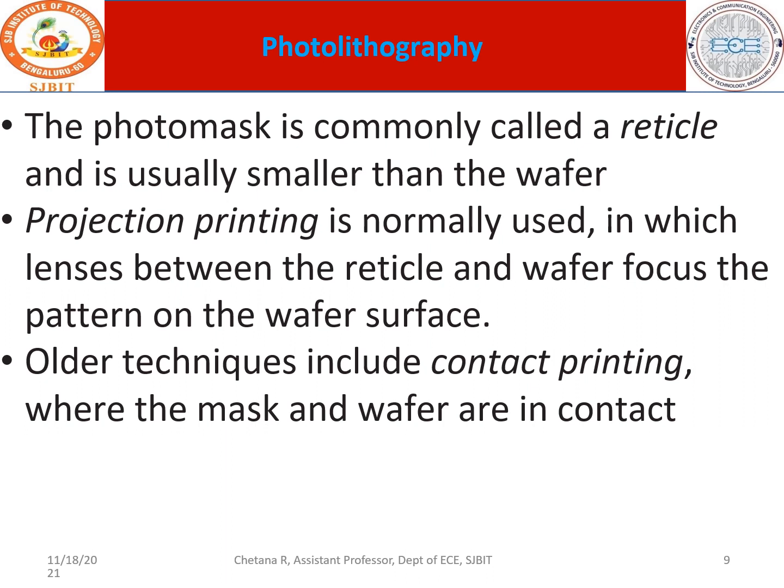The photomask is commonly called a reticle and is usually smaller than the wafer. Whatever mask you are using in photolithography is called a reticle. Projection printing is normally used, in which lenses between the reticle and the wafer focus the pattern on the wafer surface. So we need to send the light to one particular region. Therefore, you will have projection printing. You have to see to it that the lens, aperture and all these things are focused and managed as per the design. Earlier the technique was contact printing, but now it is projection printing, which is updated.